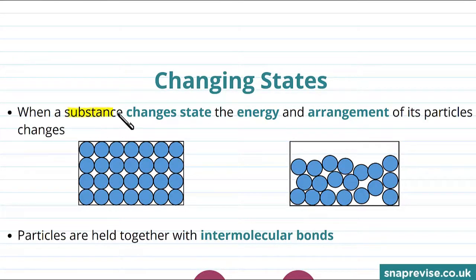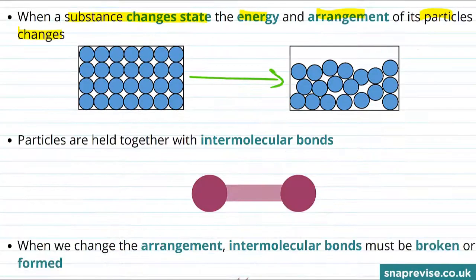Well, when a substance changes state, the energy and arrangement of its particles changes. For example, when a solid changes to a liquid, we find that the particles become more energetic and they're less strongly bonded to each other and less ordered. So how does this change in arrangement actually happen?